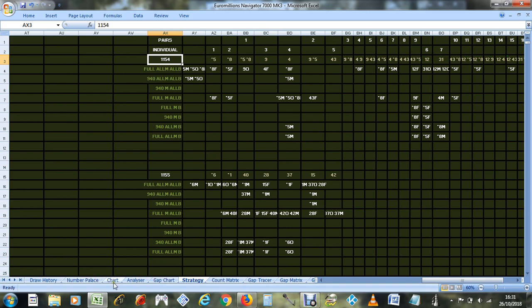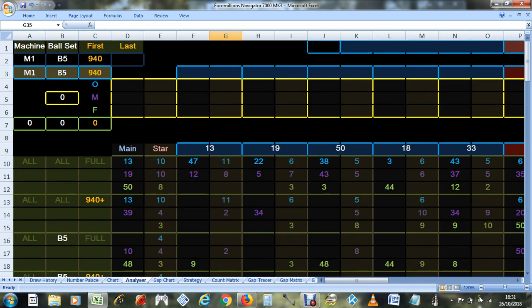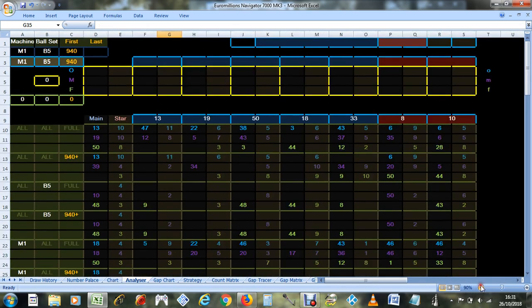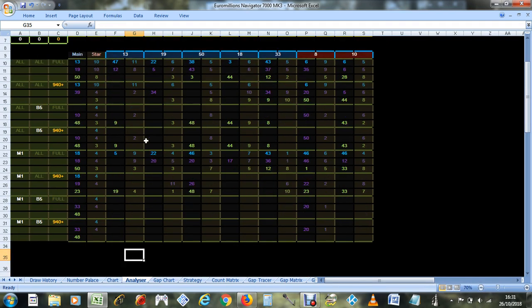Well, now I have improved the analysis grid, and now it looks more like this. Now, this is an analysis of all machines, all sets of balls, full draw history. Got the main numbers on the left and the star numbers on the right.